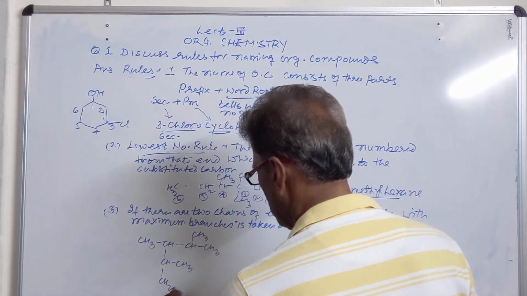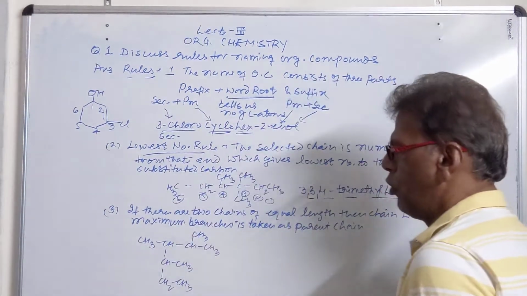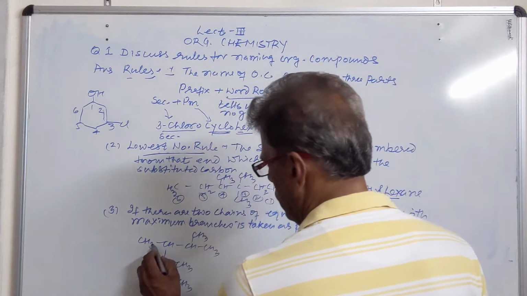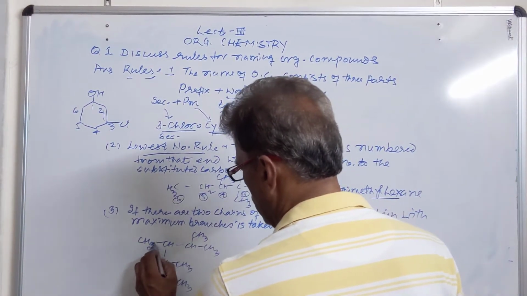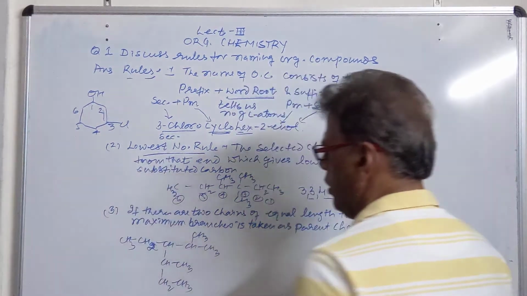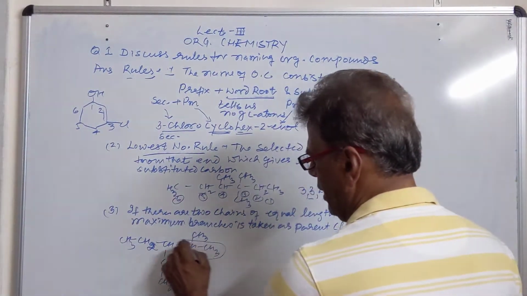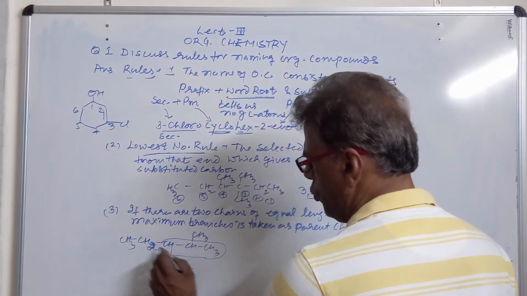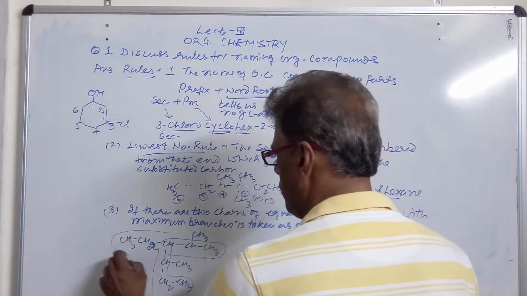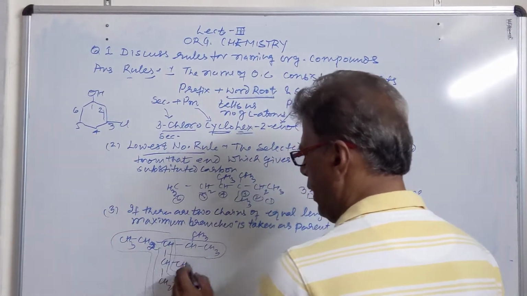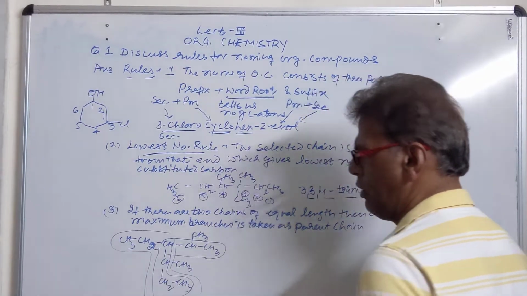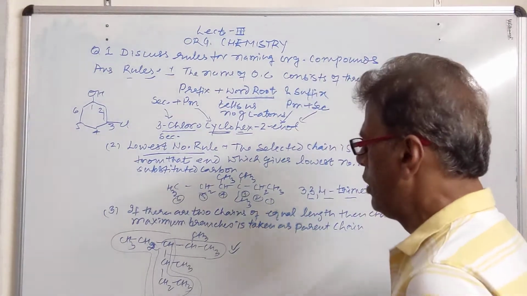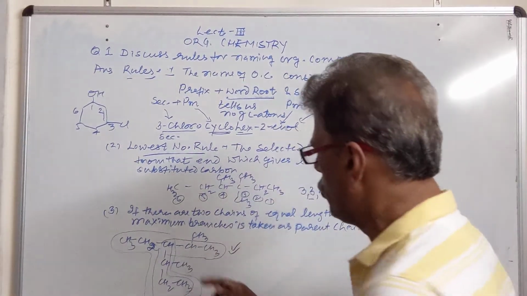So we have 1, 2, 3, 4, 5 carbon, 1, 2, 3, 6 carbon here. So we'll be adding one more carbon because we want to demonstrate. Now, if we select this chain, then we have 3 substituents on this, 1, 2 and 3. If I select this chain, then I have 2 substituents. This is one, this is another. So this is our selected chain, and it is to be numbered from that end, which gives lowest number to the substituent. So numbering should be done from this end.